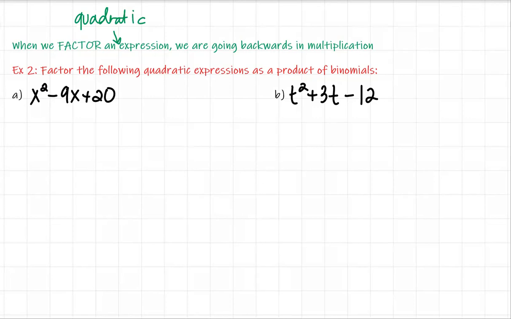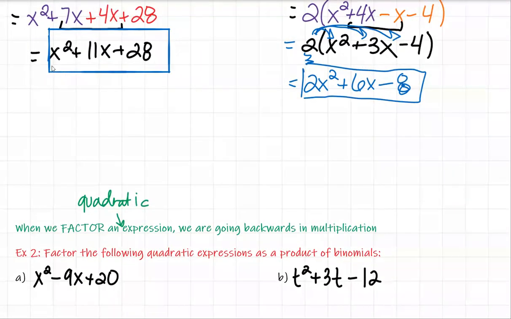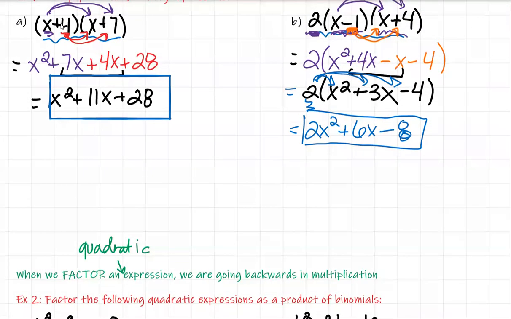All right, and that's kind of the idea for these next few examples. We're going to factor them as a product of binomials. So what does that mean? Well, like we just said, factoring is going backwards. So we're starting with the quadratic expression, and we're trying to figure out how to get it back to where we started with the two binomials. Okay, so I want to go from here to two binomials.